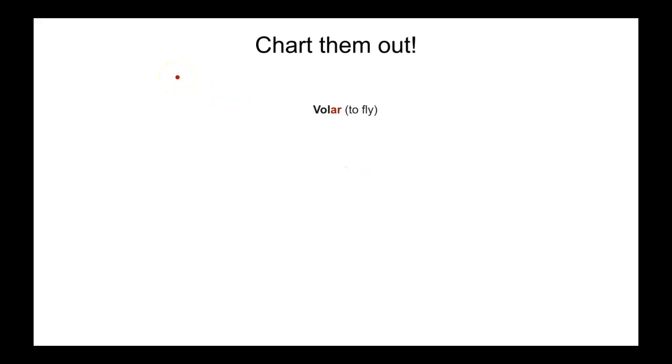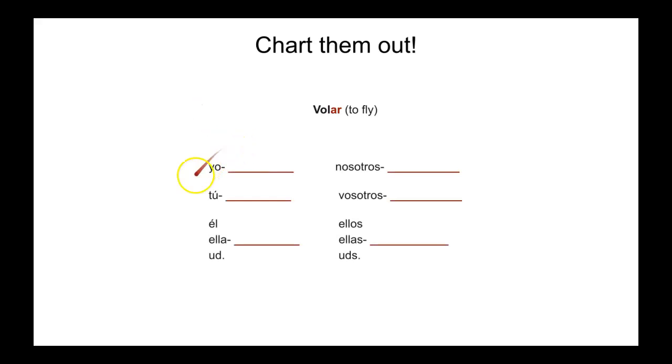To fly is volar. Let's give this one a go. Yo form of volar, I fly, is vuelo, yo vuelo. You fly. He, she, you fly. Él, ella, usted. Nosotros. Vosotros. Ellos, ellas, ustedes. Okay, there we have it again.